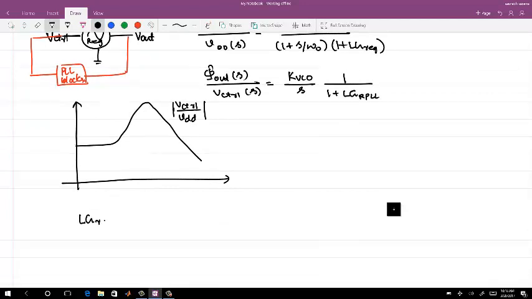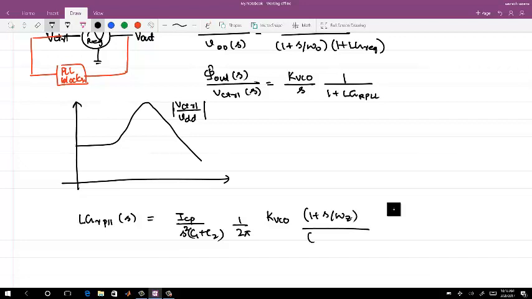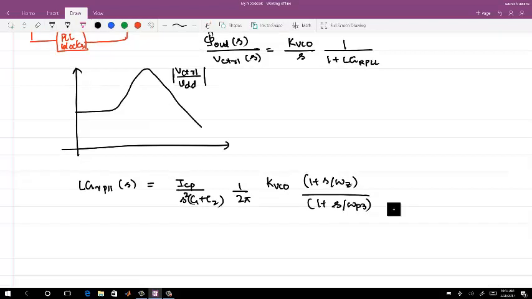So if I consider the loop gain of the ring PLL without regulation, that is equal to, you have seen, ICP by something as S square (C1 plus C2). This is for a type 2 PLL which we have seen so far, KVCO into (1 plus S by omega Z) and (1 plus S by omega P3), the one which we have with R, C1, C2 and all those combined. This is without regulation. Now, when you have regulation, you have another term here.